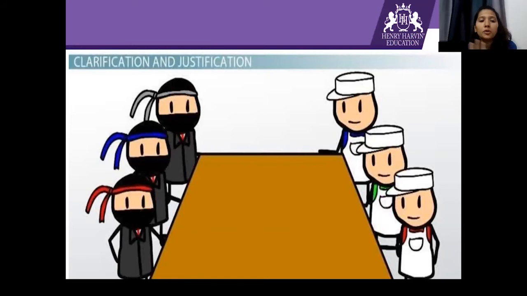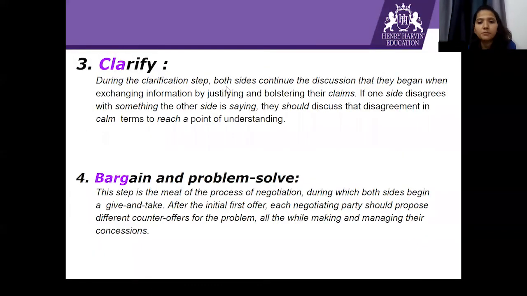So you're constantly trying to persuade them to agree with your points. You're constantly persuading them to be convinced to take a call to action with regards to what you are trying to convey, or with regards to what you are trying to convince them with. So your clarification is if you have any facts. Now, during the clarification step, both sides continue the discussion that they began when exchanging information by justifying and bolstering their claims. If one side disagrees with something the other side is saying, they should discuss the disagreement in calm terms to reach a point of understanding.